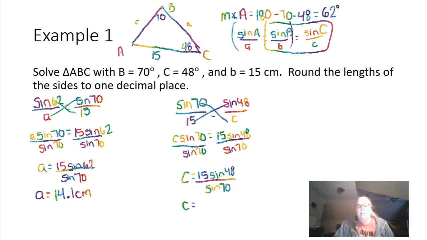And if I round this to 1 decimal place, I'm getting 11.9 centimeters. And now our triangle is solved. We know all three angles and all three sides.